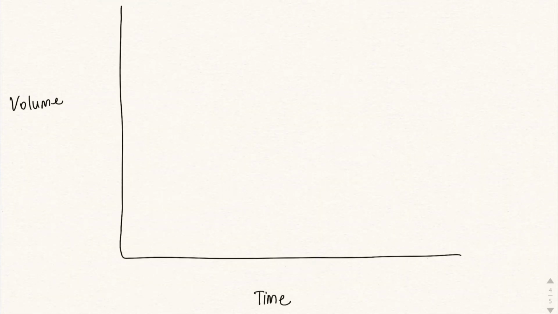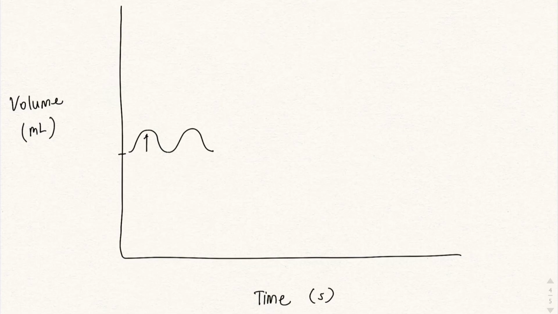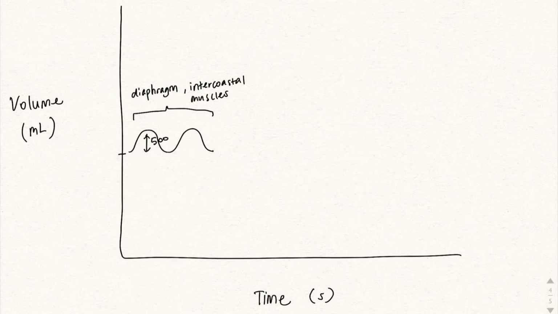To make this easy to understand, I would like to use a graph that shows the relationship between lung volumes and breathing time. So at baseline, when we are breathing naturally and quietly, there is a tidal volume of around 500 milliliters of air in our lungs. And the primary muscles that enable quiet breathing are the diaphragm, external intercostal muscles, and scalenus.